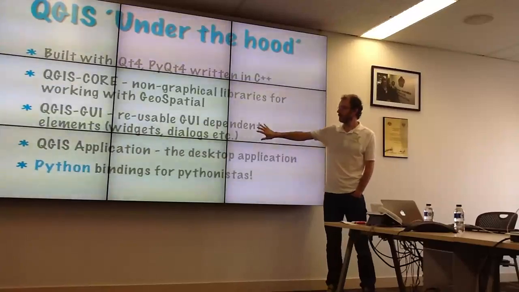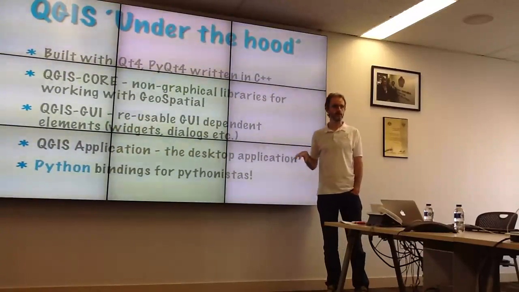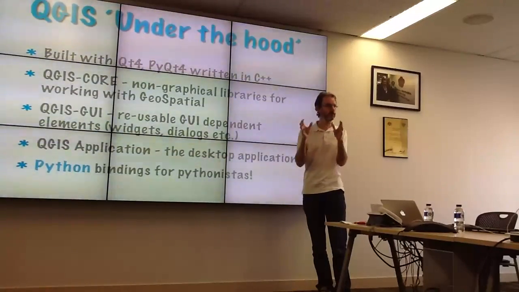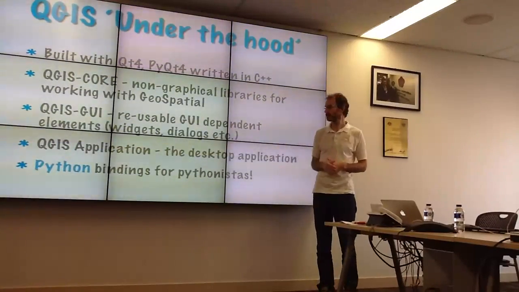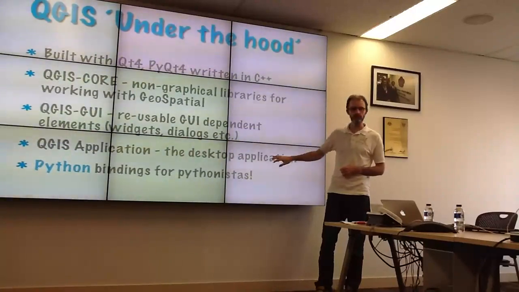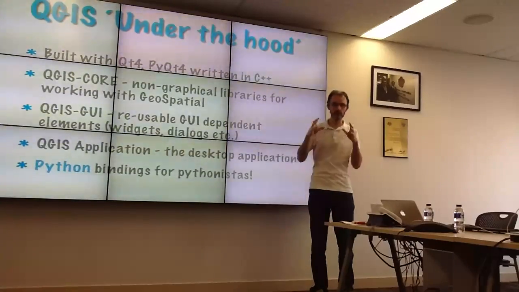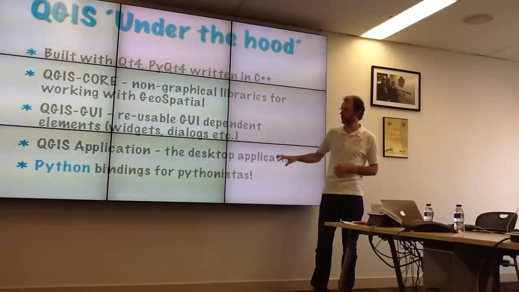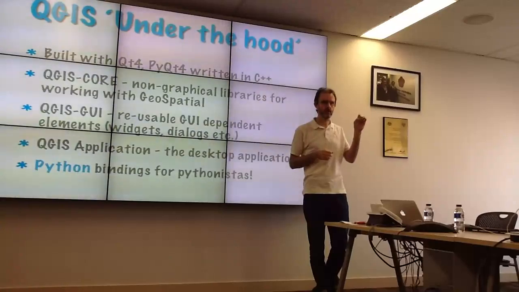Then we've got the GUI library, which has more graphical user interface elements in it. So anything that's reusable. If we've got a dialogue that's used in multiple places within QGIS, then we would have that in our library, and you can reuse that yourself. And then we've got the application itself, which uses these two libraries in order to bring you a graphical user interface. The application is something that we deliver as an installer. There's a Mac package, a Mac bundle for it.